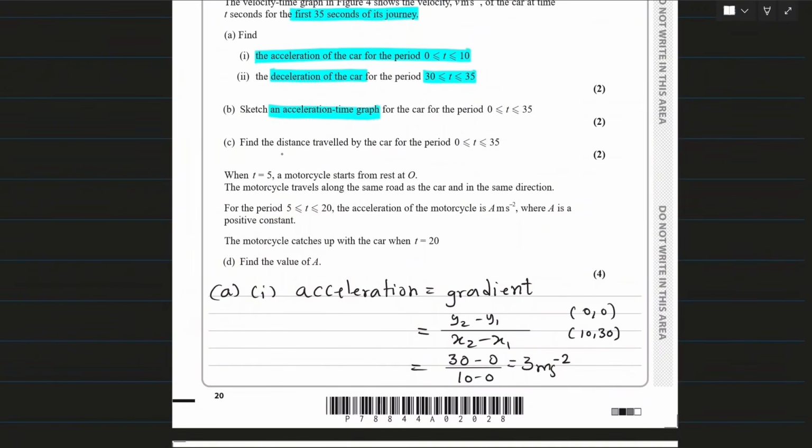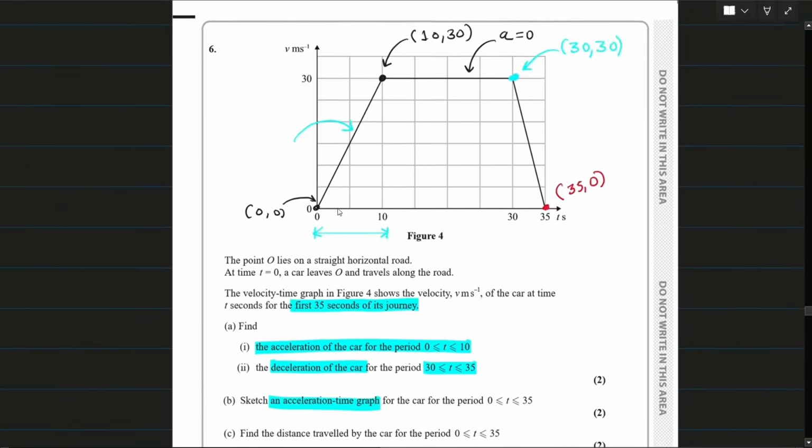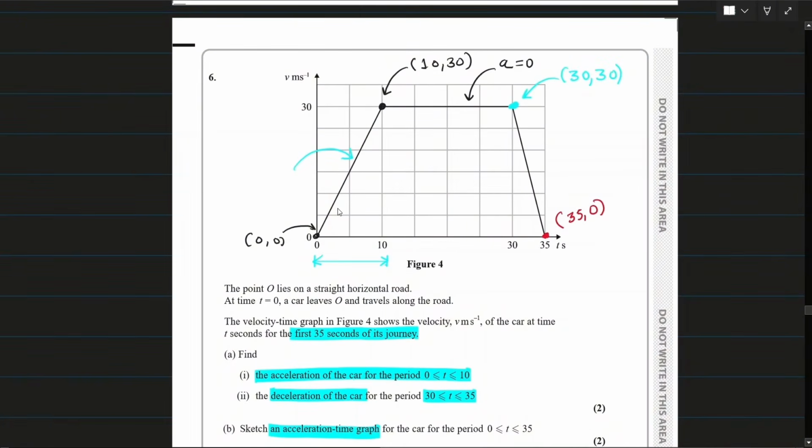In part C, we have to find the distance traveled by the car for the period 0 to 35 seconds. So we know that the gradient of the velocity time graph gives us acceleration, and there is another feature of our velocity time graph, that is the area. We know that the area of the velocity time graph gives us the distance traveled from the start. So if I find the area under the curve for this graph, I will find out the distance traveled by the car within the first 35 seconds of its journey.